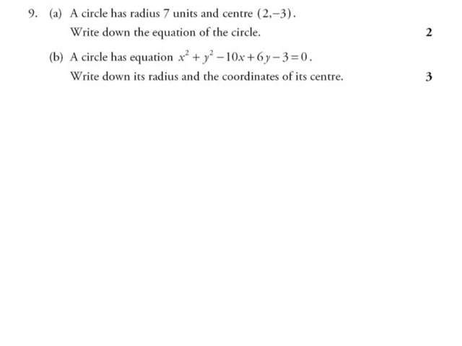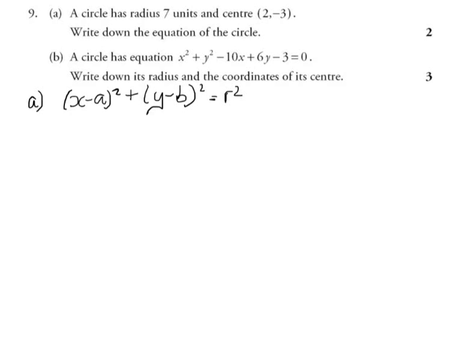Question 9. First part, we're given the radius and centre and we're asked to write down the equation. When we're given it this way, we're going to be using the form x minus a squared plus y minus b squared equals r squared.